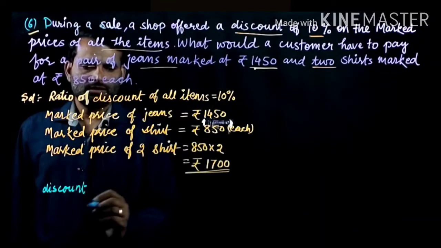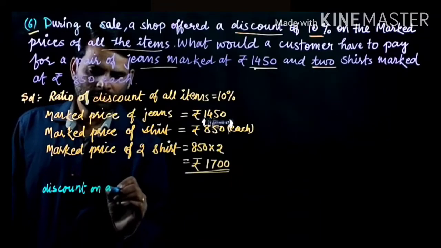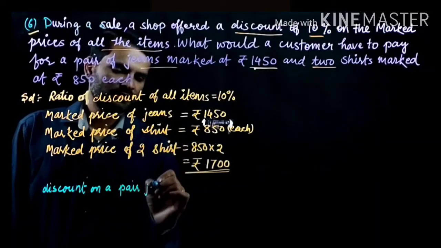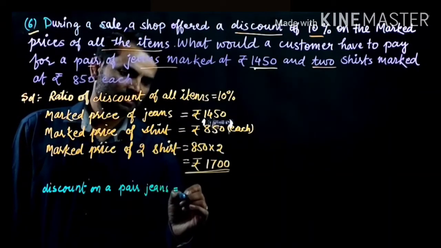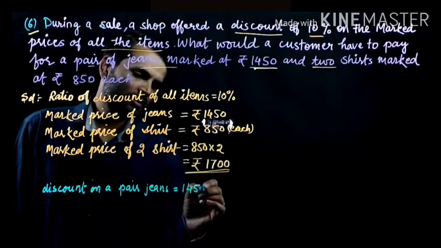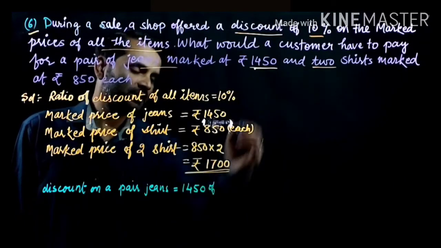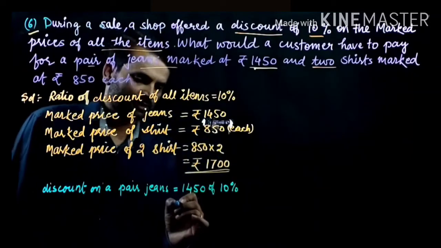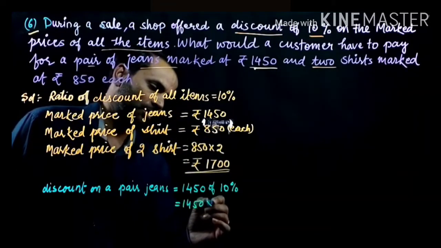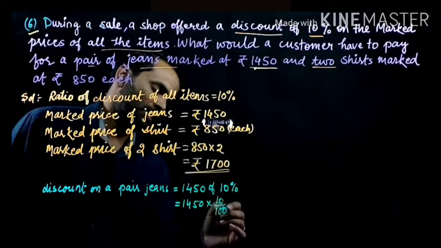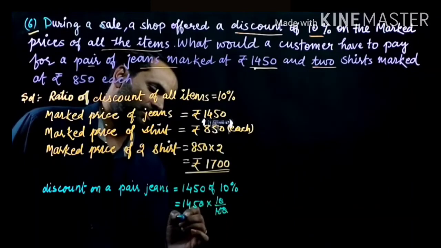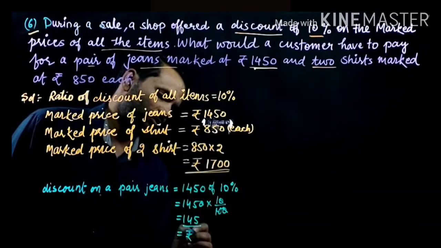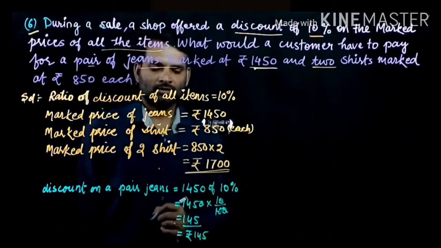Discount on a pair of jeans: the first is jeans, 1450 of 10%. It means 1450 into 10 upon 100, the zeros cancel, and then it means 145 rupees. The discount is 145 rupees.